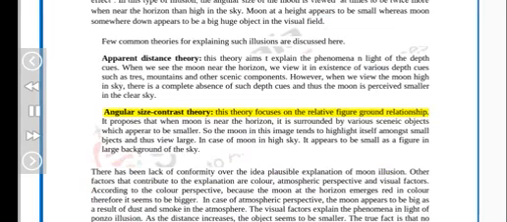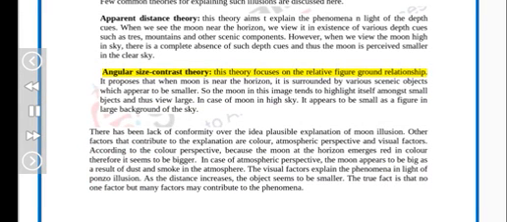Angular size contrast theory. This theory focuses on the relative figure-ground relationship. It proposes that when the moon is near the horizon, it is surrounded by various scenic objects which appear to be smaller. So the moon in this image tends to highlight itself amongst small objects and is thus viewed as large. In the case of the moon high in the sky, it appears small as a figure against the large background of the sky. There has been a lack of conformity over a plausible explanation of the moon illusion.